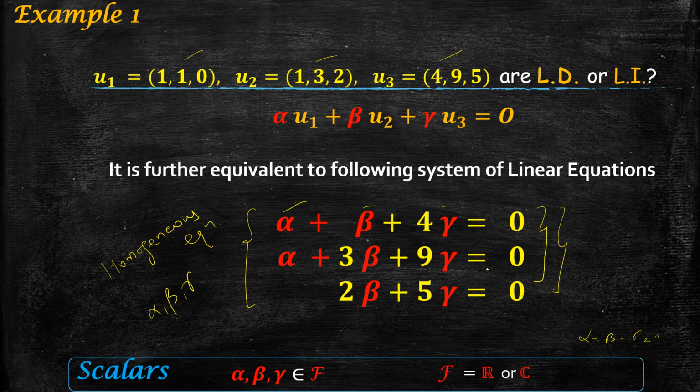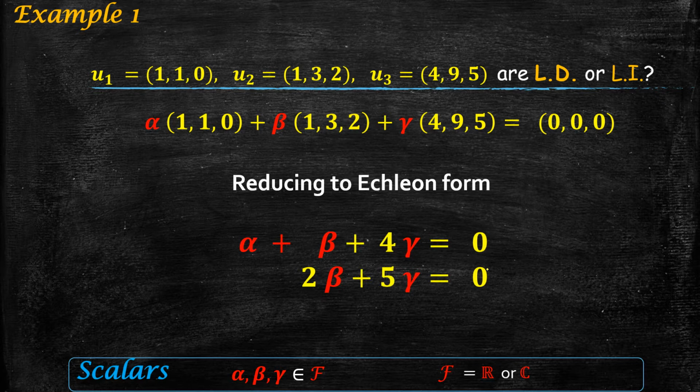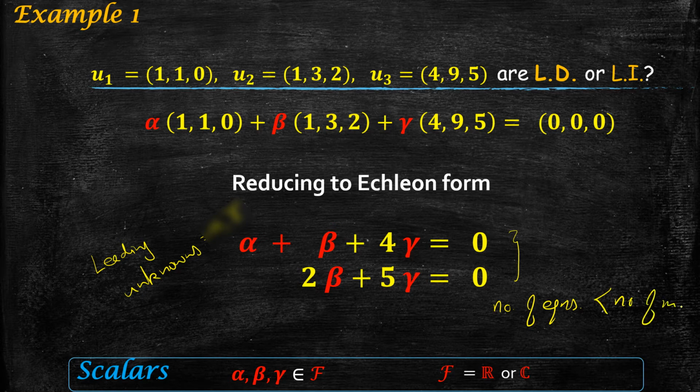So let us solve this homogeneous system of linear equations. I reduce this system of linear equations to echelon form. After reducing to echelon form, I have two equations. I have two leading unknowns. In this system, the number of equations is less than the number of unknowns, so this system has a non-zero solution.